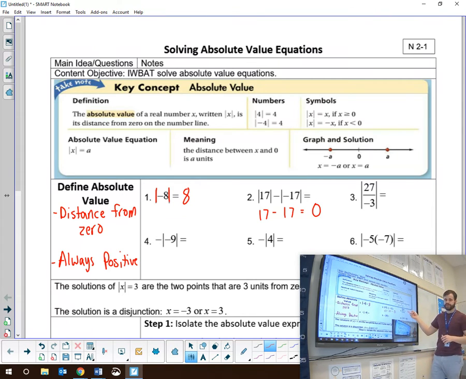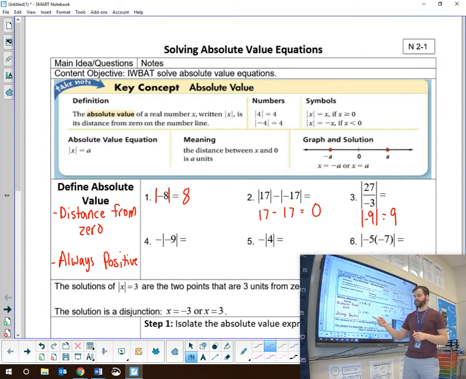Let's take a look at number 3. We can do operations while it's on the inside of those field goals. So 27 divided by negative 3 is a negative 9. And the absolute value of negative 9 is going to be a positive 9.